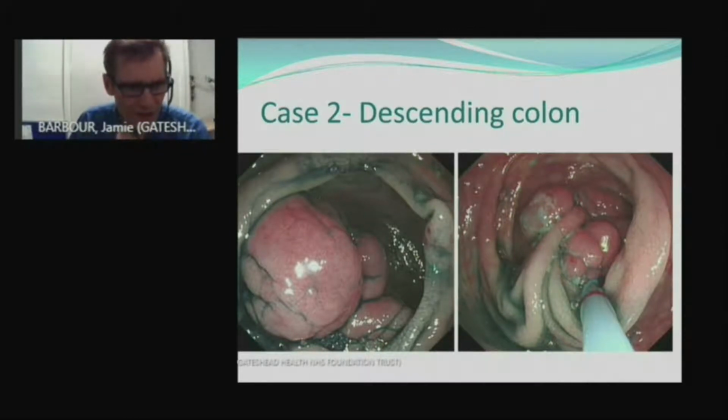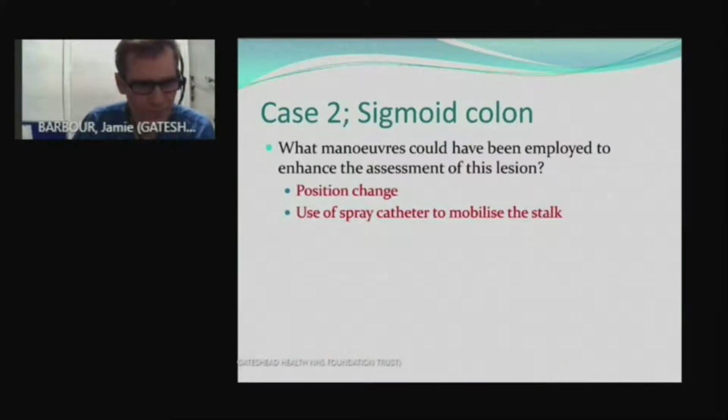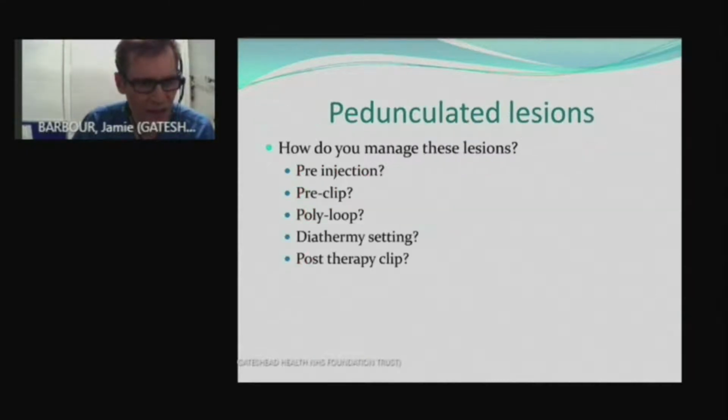So moving the patient, and this is a dye spray catheter that you see on the right hand side, and that is really helpful in just mobilizing the head of the polyp to see where the base of it is attached to, and that's a really important lesson. So dye spray catheter to mobilize the stalk and position change.